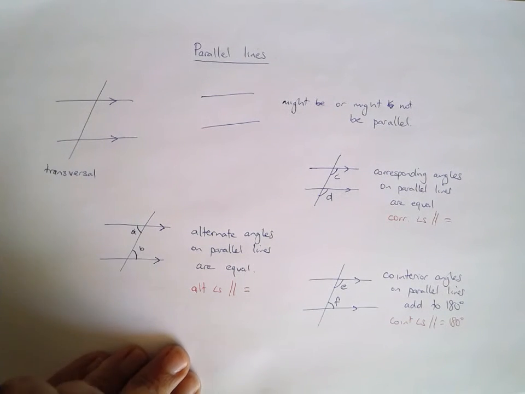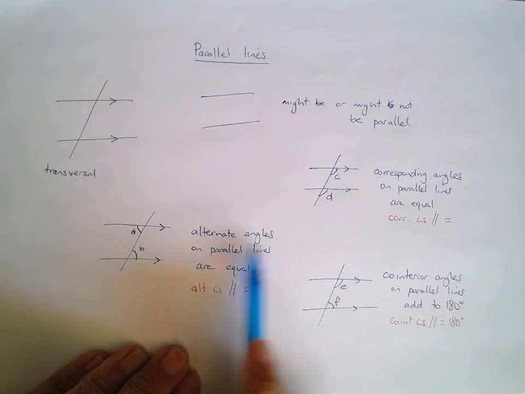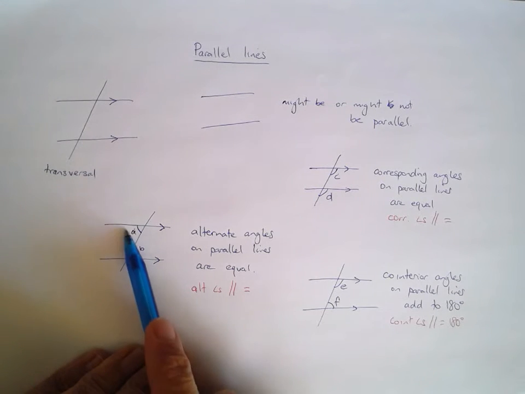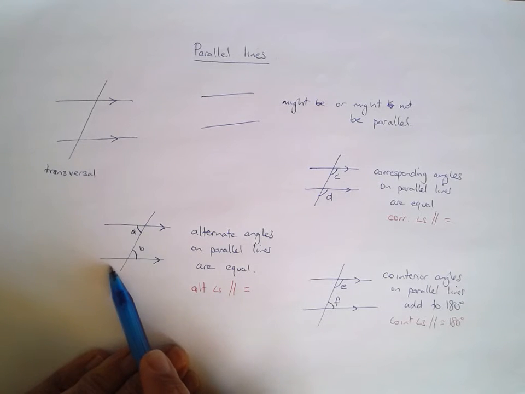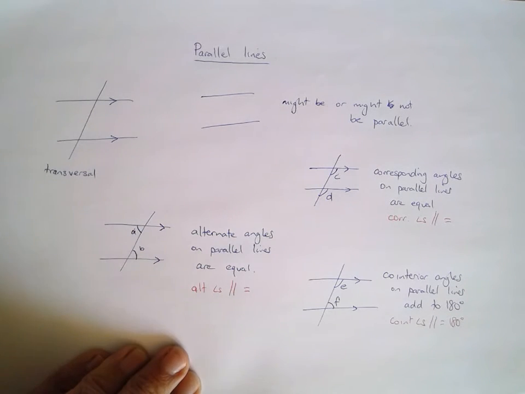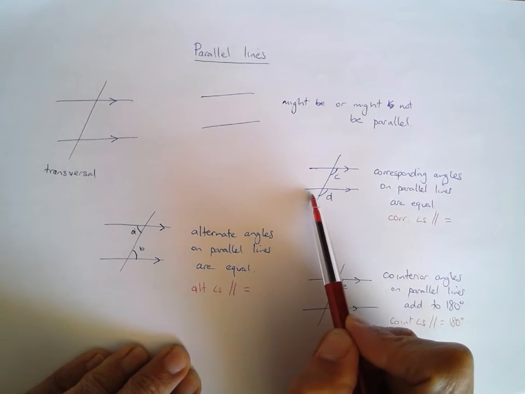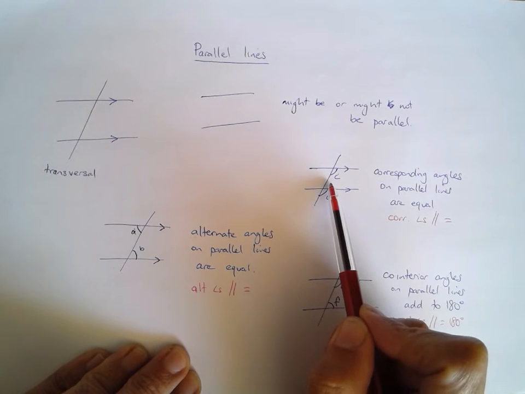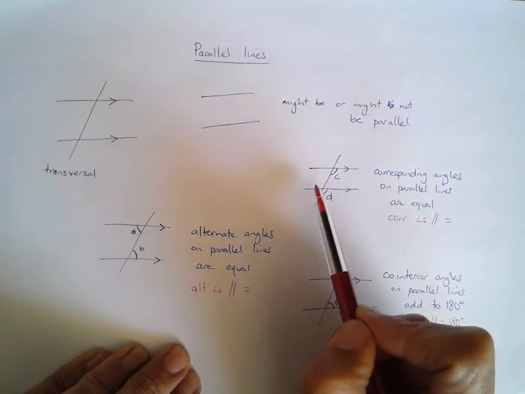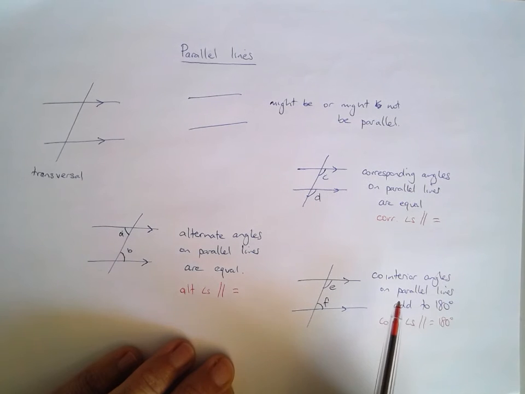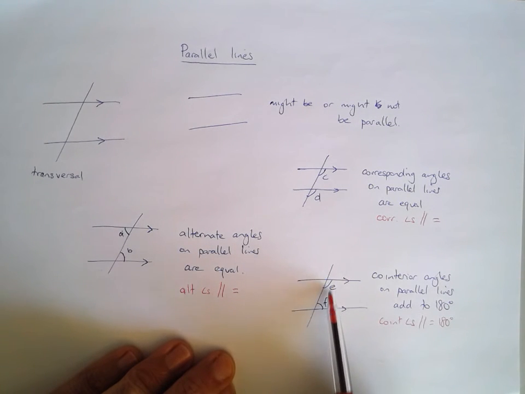So key points: transversal, alternate angles, so they're on opposite sides of that transversal and between the parallel lines. So it could be these two, it could also be these two, this one and this one that I'm pointing to now. Corresponding angles on parallel lines, they're also equal. We've got C and D here, but also this one and this one are corresponding angles, or this one and this one, and finally this one and this one. And our co-interior angles on parallel lines, they add to 180 degrees. They're both between the parallel lines, so it's either these two here or these two over here, and they add to 180 degrees.